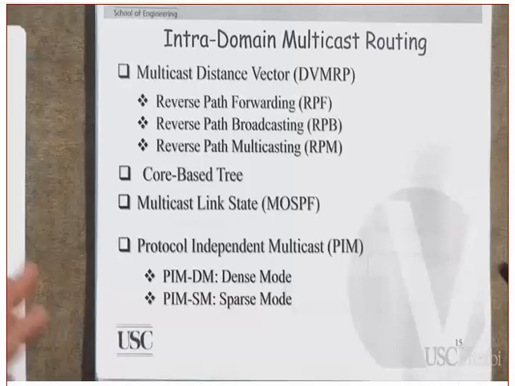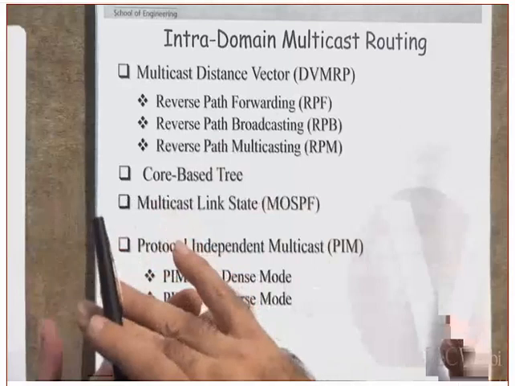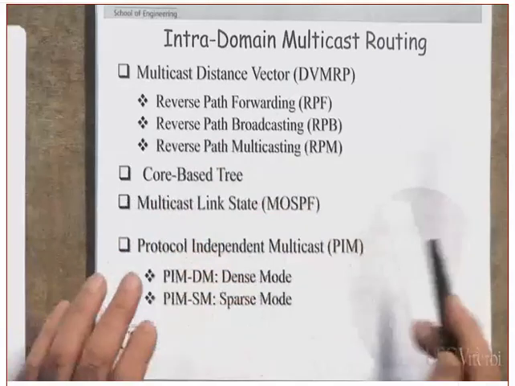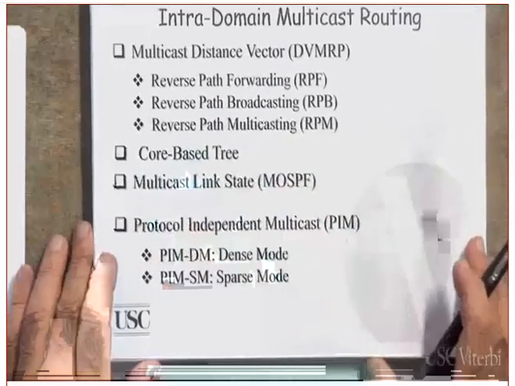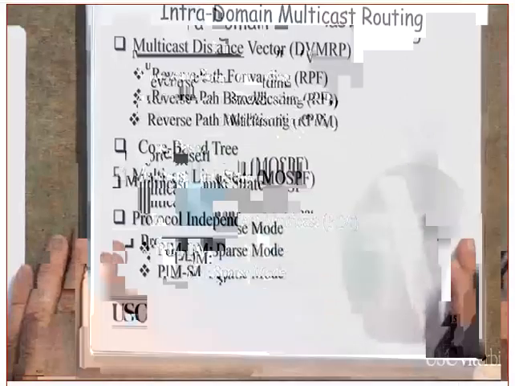This one is classified into two types. The first one is called PIM dense mode. In dense mode, most of the routers that are involved in the multicast are located close to each other. Dense mode means they are located near each other.